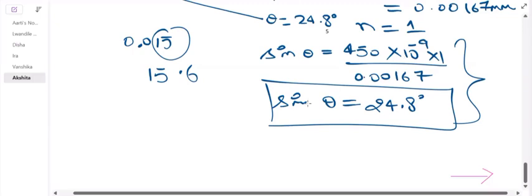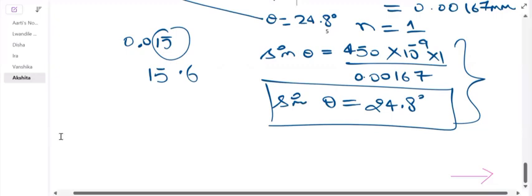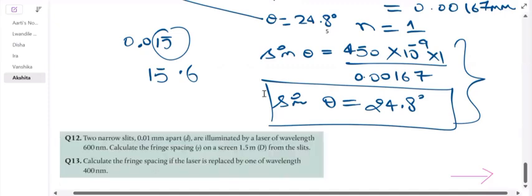Akshita? Yes, ma'am. Okay. Now after this chapter is over, please do one question for me. This chapter got over, I'm starting with C4. Done? Yes, ma'am. Check. This is the question. 0.01 millimeter apart. Parallel laser of a screen.